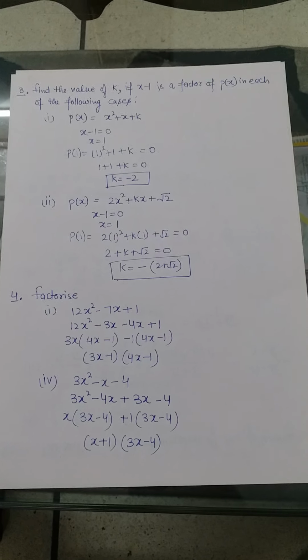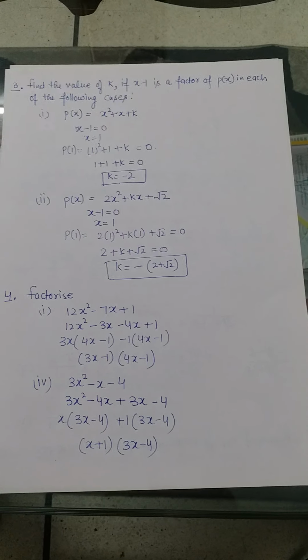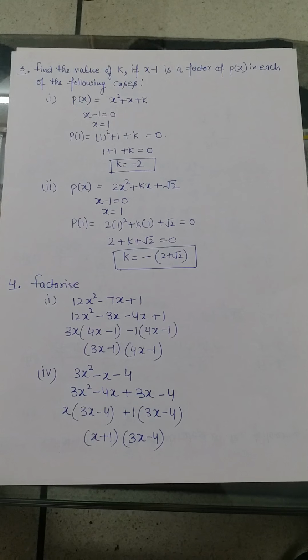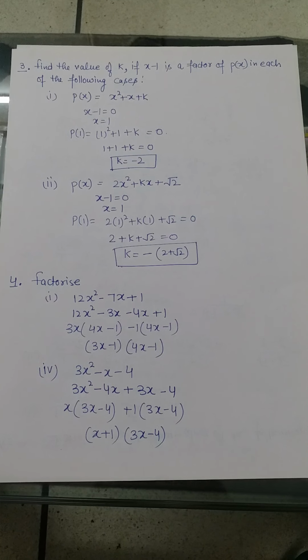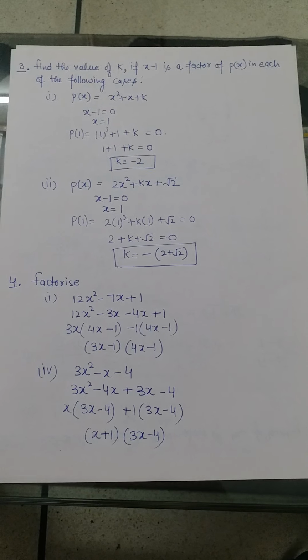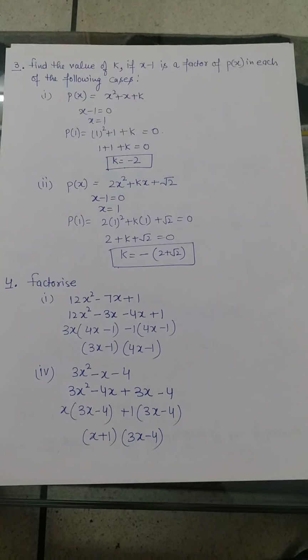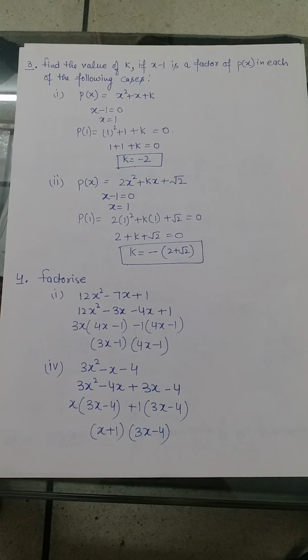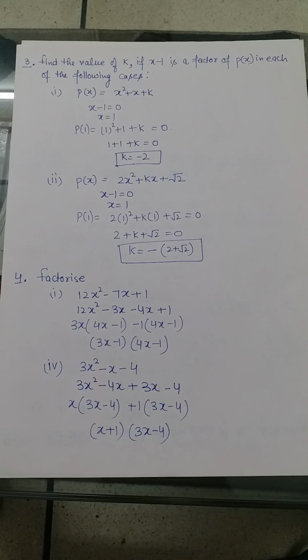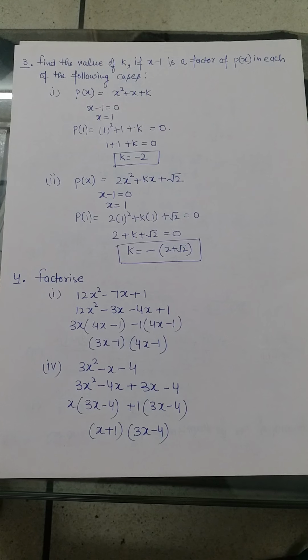Now go to question number 3. We have to find the values of k. If x minus 1 is a factor of polynomial p(x), we are given that x minus 1 is the factor of the polynomial and we have to find out k. So when we put x minus 1 equals 0, we get x equals 1.